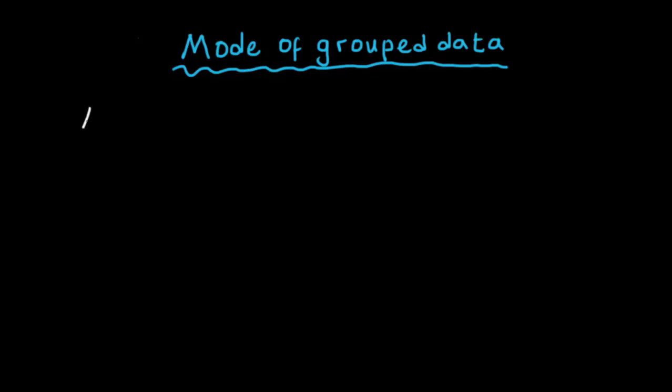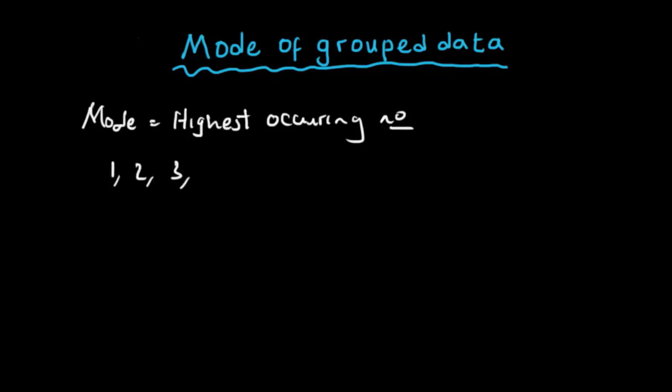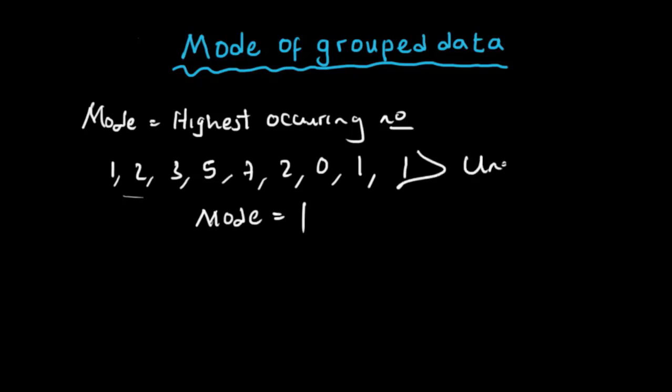I hope you've not forgotten that mode is just the highest occurring number. So mode is the highest occurring number in a data set. For example, if I have 1, 2, 3, 5, 7, 2, 0, 1, 1, and I'm asked what is the mode in this set of data, what number occurs more? Definitely 1. So my mode is 1. So mode equals 1. It then means that it is very easy to find mode in an ungrouped data like this one.